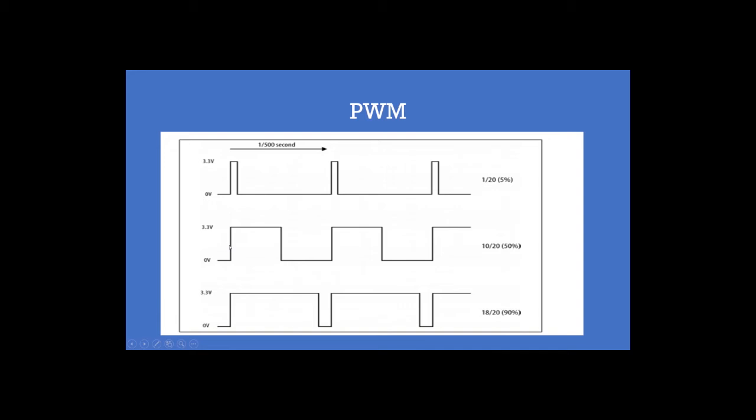That means 50% of the time I am applying a 3.3 volt potential to my device, and this pattern I am continuing. So more power will be delivered than in the first case. Similarly, the third pulse will deliver more power to the device than the second pulse, because here 90% of the time I am keeping it on. That means for 90% of the pulse duration I am applying a 3.3 volt potential to the device. So this is the logic behind applying pulse width modulation to control the power delivered to the device.